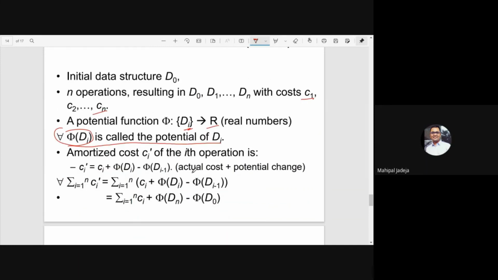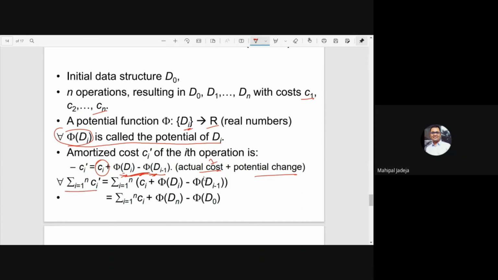So amortized cost, how will we define amortized cost? Amortized cost is nothing but actual cost plus potential change, right? After performing the ith operation, potential change will be phi of Di minus phi of Di minus 1, because this was before, this is after. Whatever difference there is, that is potential change. Actual cost we already know. For example, if we are applying a push operation, then we know the actual cost is 1. Right? And then we talk about the potential change.